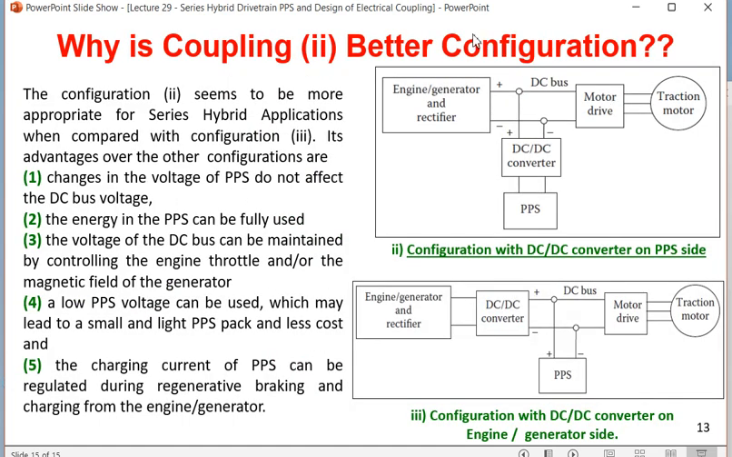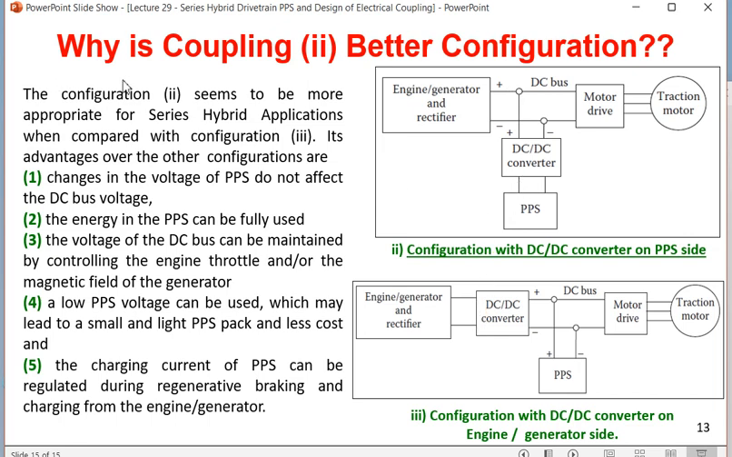So why is one coupling a better configuration? Coupling 1 is not good at all because there is no DC to DC converter. The DC to DC converter actually controls the DC power given to the motor drive. So it is either 2 or 3. Configuration 2 has the DC to DC converter towards the PPS side, and configuration 3 has the DC to DC converter on the engine side. The question is asked, which of these two is the better configuration? That means 2 or 3.